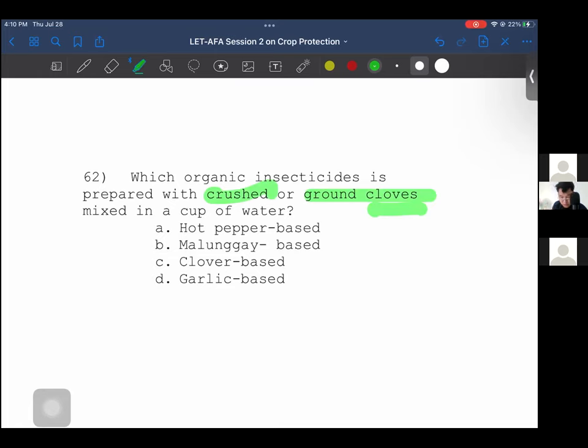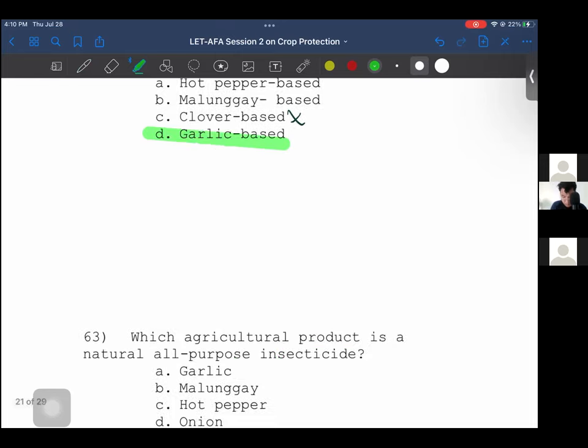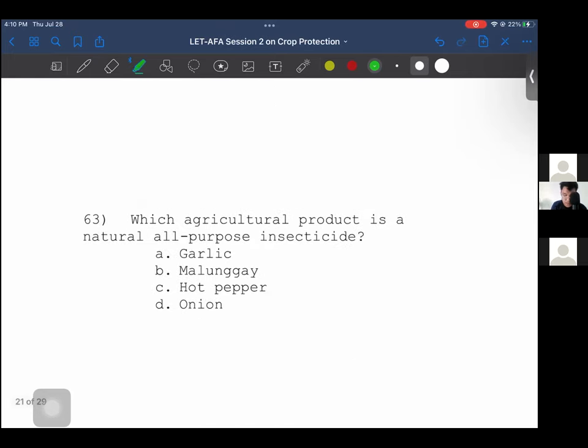And this goes with our basic knowledge of these crops. May cloves ba ang hot pepper? May cloves ba ang malunggay? May cloves ba ang clover? Clover is actually pananggulo lang yan. Or ang garlic. And I hope that you already answered letter D, which is garlic-based. Because sa lahat ng choices na yan, garlic lang ang may cloves. Ayun. Okay, so next, number 63.